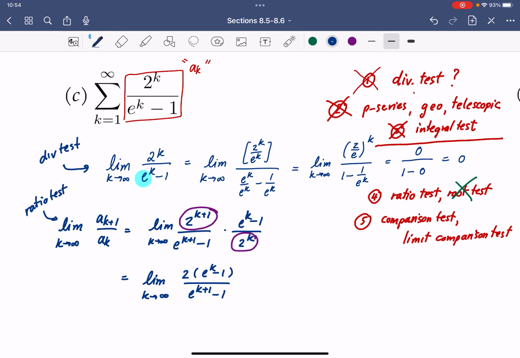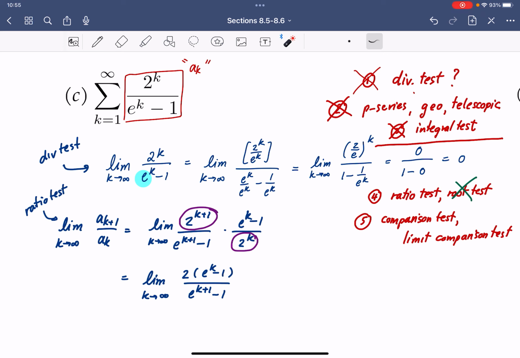It is actually the hard one, because when you're trying to plug in infinity over there, e to the infinity is actually infinity, right? So it's actually infinity over infinity. And if you're trying to use the L'Hopital rule to fix infinity over infinity, it will not disappear, because e to the k, if you differentiate, you're gonna get e to the k, so it will stay forever. And e to the k plus 1, the same thing, you have e times e to the k, and then e to the k is gonna stay forever as well.